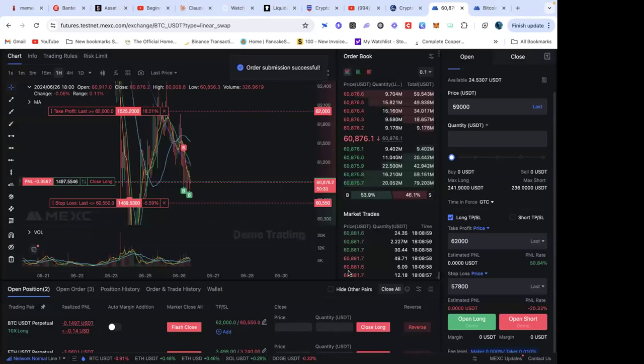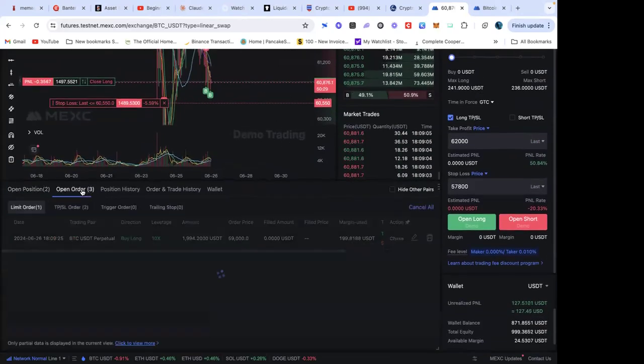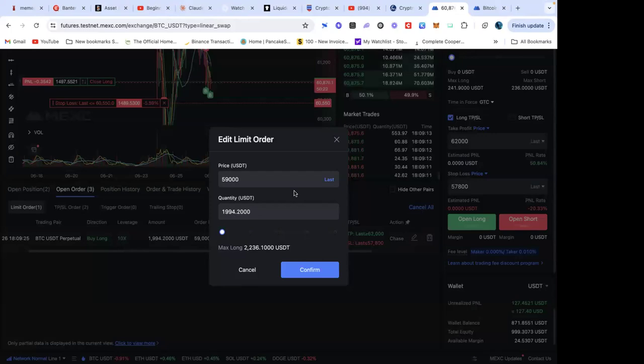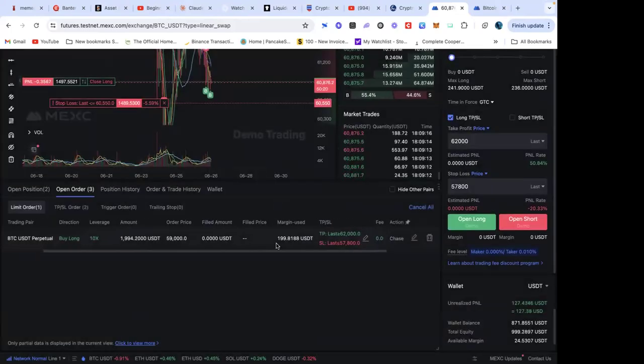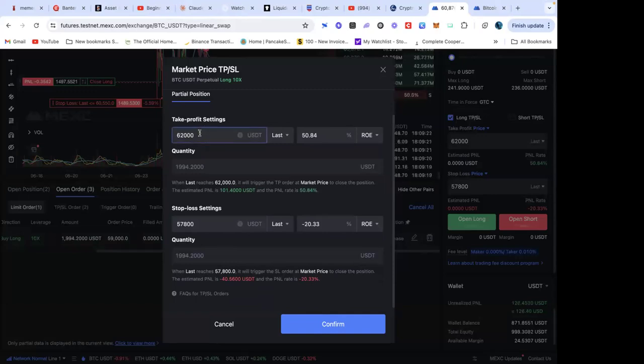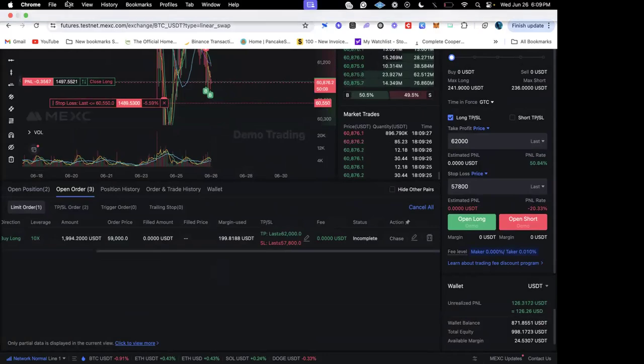100x. Successful. Okay, yeah. So now we've got another order in here, and let's go in and check our take profit settings. Oh, here we go. Take profit settings. So again, 62,000 to take profit. So what should we set our stop loss as? That's where we didn't figure out yet. So let me go back to my chart.